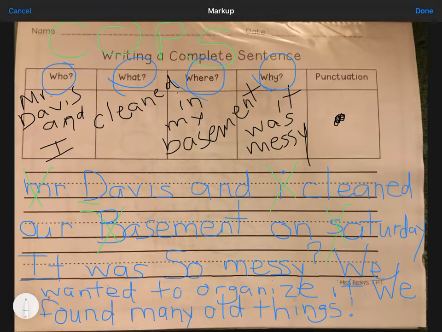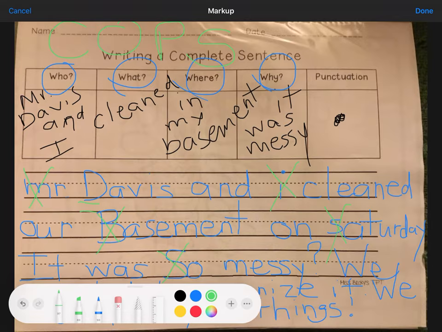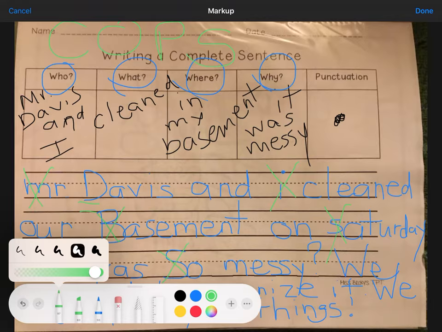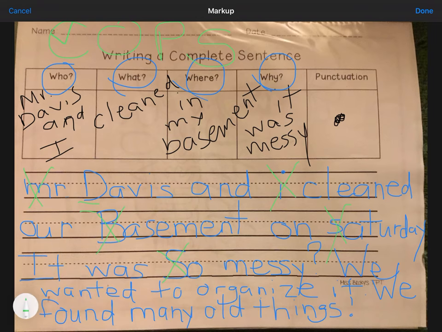Continuing on, it was so messy. What's wrong here? It is fine. Anything else? I see so. So's not a proper noun or anything fancy, so that needs to be fixed. We wanted to organize it. That looks good. Proper capitalization. We found many old things. Again, looking good. All right. So COPS, we have found the capitalization to be done. Okay.